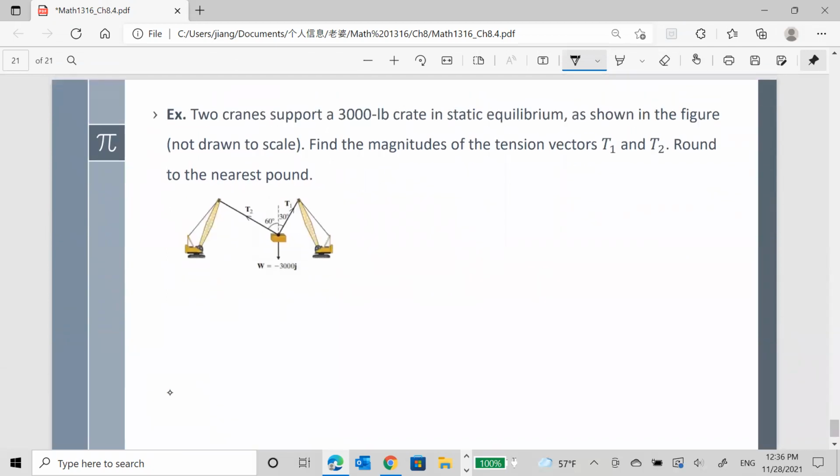Okay, last question. Two cranes support a 3,000 pound crate in equilibrium as shown in the figure. Find the magnitude of the tension vectors T1 and T2. Round to the nearest pound. So look at this graph. What's the relationship of them? I can simplify this graph into just one point, and all the forces balance. One force is T1.